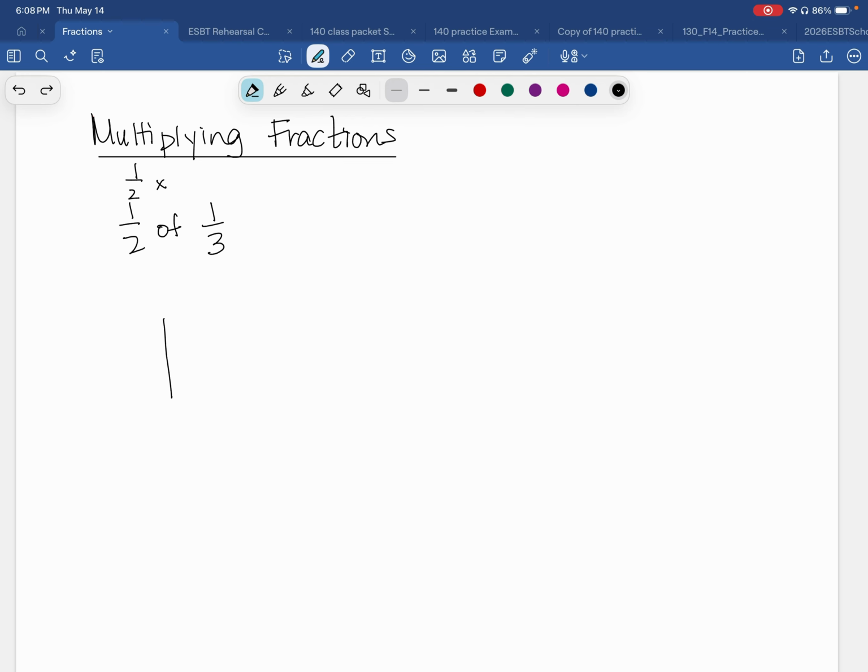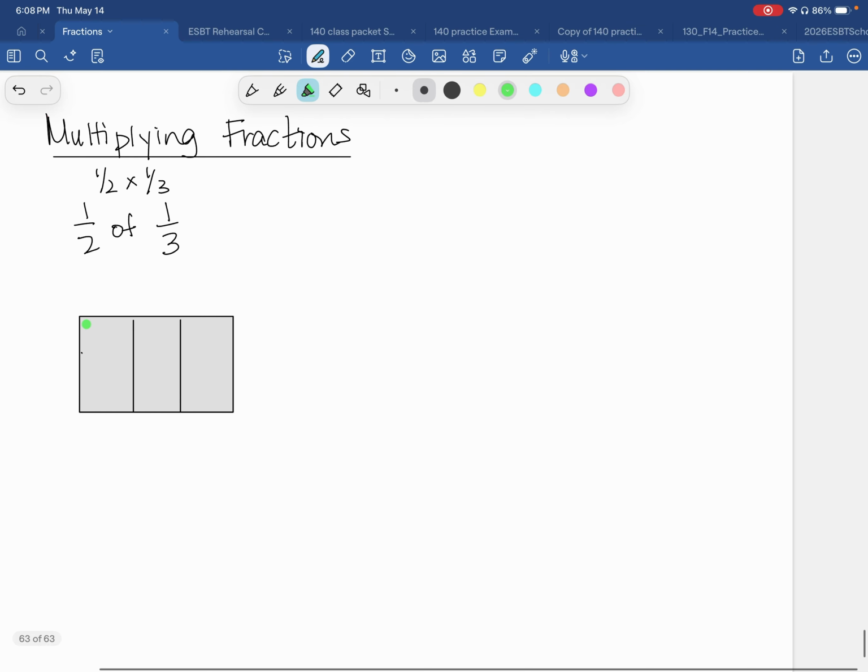So we start out by representing the second number, actually. And it doesn't really matter. You could start with the first number. But the way I have it written, I'm taking 1/2 of 1/3. So I'm going to represent 1/3 first. So I'm going to divide it vertically into 3 equal pieces. And I'm going to shade one of those.